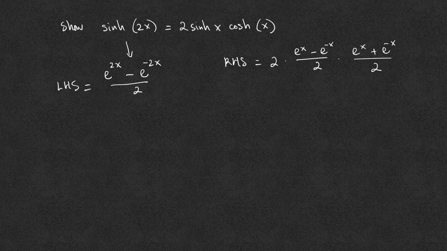We need to decide which one is more complicated because we usually start with a more complicated side. It looks like the right-hand side is a little bit more complicated, and so we will start with the right-hand side. The right-hand side, 2 canceled out, so we end up with 1/2 e to the x minus e to the negative x times e to the x plus e to the negative x.